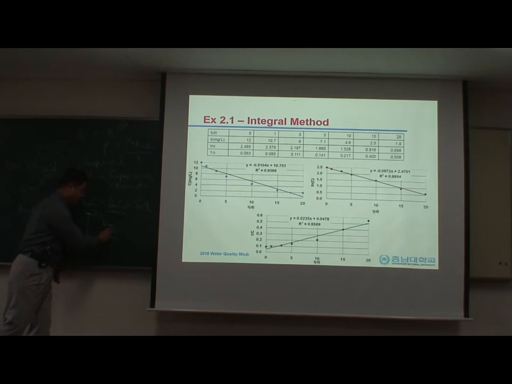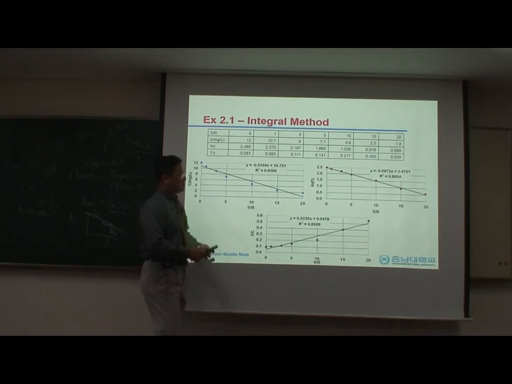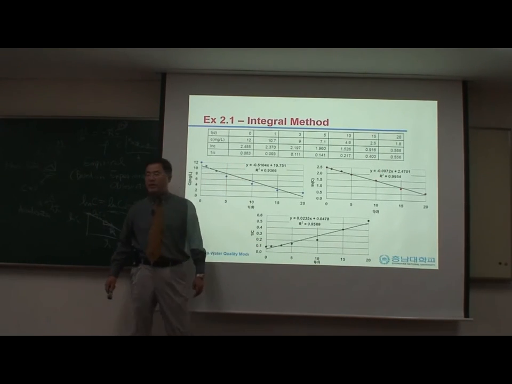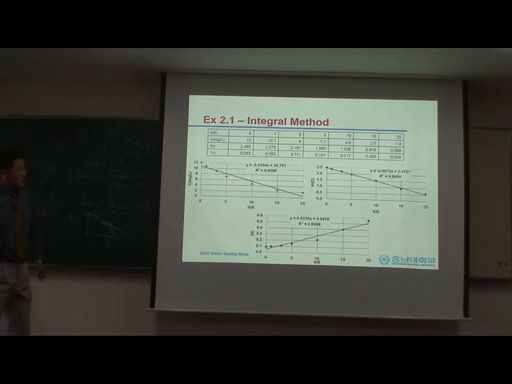But I want to know k, and the way we can find k is to draw a line and try to find the slope. And then this is my k. In this case, what is the slope? Right here, okay? Minus 0.0972. That's your k, okay? And in here, I also talked about the unit of k. And Chul-jin, did you read the textbook? Yes, okay. Then you should be able to tell me, what is the unit of this k? What is it?